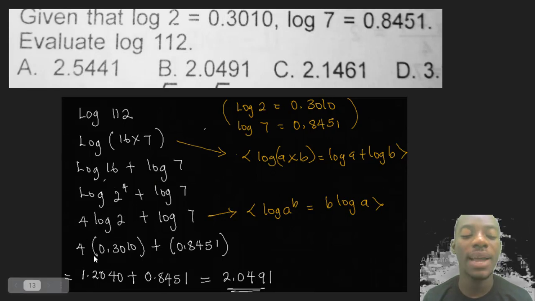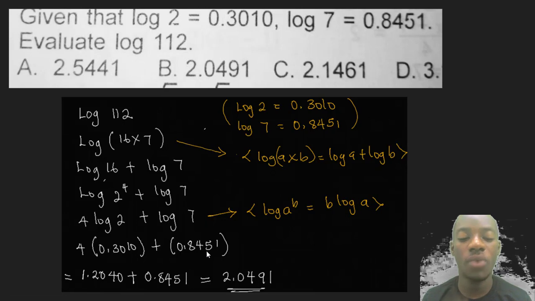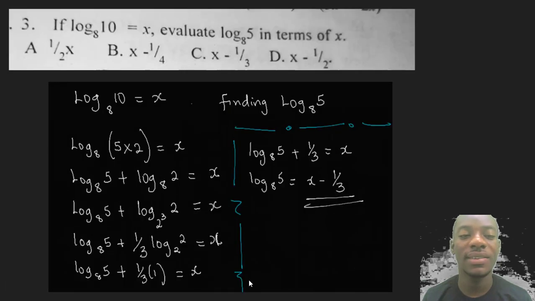So we have 4 brackets. What's log 2? 0.3010. And that's what I have here. Plus log 7, 0.8451. And that will give me what? 4 times this is going to give me 1.2040. Then this is 0.8451. If you add, you will get 2.0491. And that is your answer. And that is it for that.